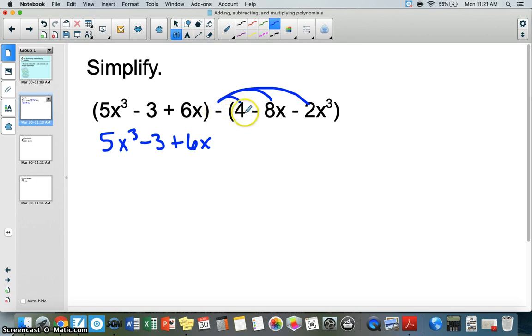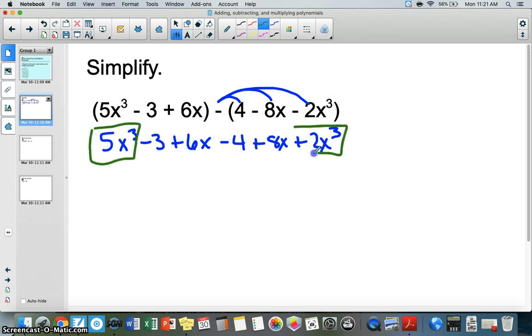So this is a negative times a 4, which would just be a -4. A negative and a negative would make this a positive 8x. And then a negative and a negative here would make this a positive 2x cubed. Okay? Then we just have to combine our like terms. So my like term with 5x cubed would be this plus 2x cubed over here. And when I add those, I do 5 plus 2, which is 7.